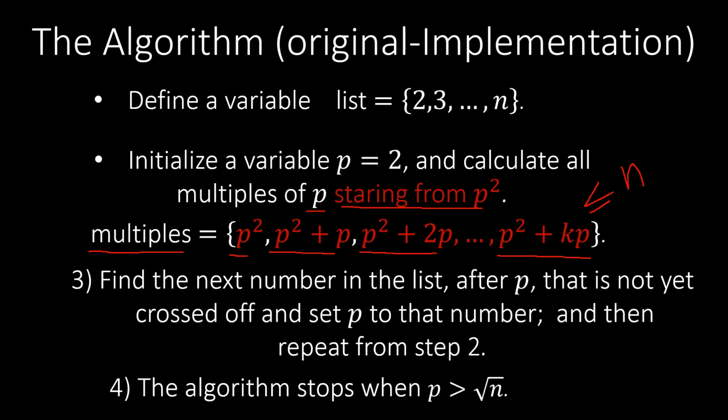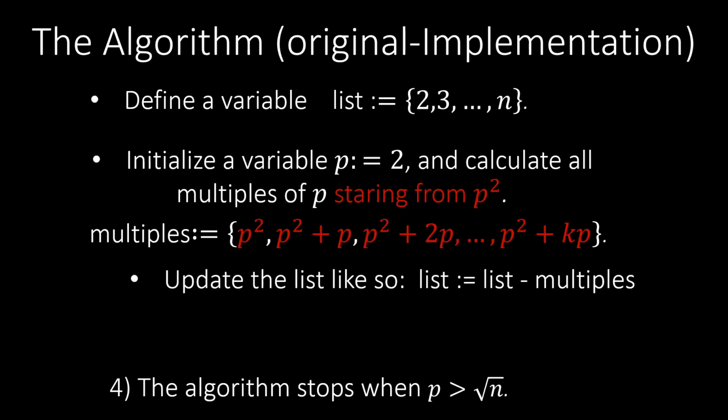So we have that variable, that list. Now we're going to update that list. Our list is going to be the previous list, and we're going to delete the multiples. Now that minus sign that you see there is a set difference. So what that means is I'm going to take this list and delete from that list the multiples of p starting from p squared.